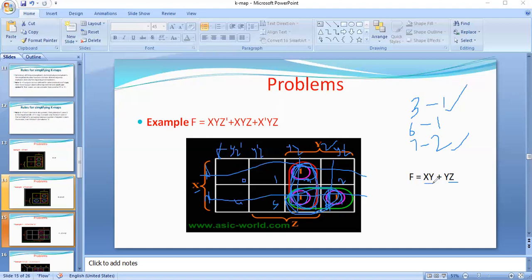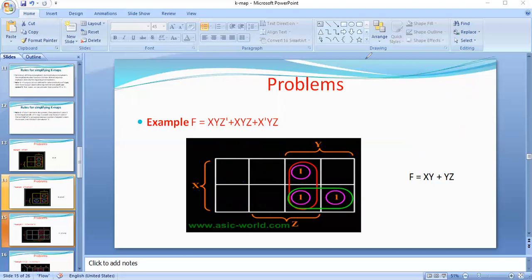Product term XY. So after grouping the cells, we get a product term for each group. This is the minimized SOP expression. So this is a 3 variable K-map.